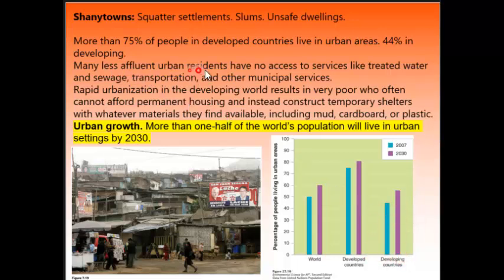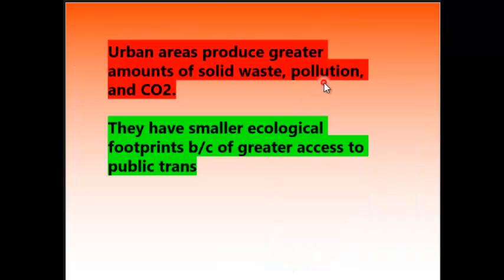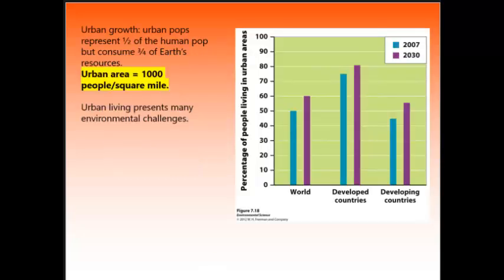Less affluent urban residents have no access to treated water, treated sewage, or transportation, and they accumulate solid waste and have nowhere to put it because they have no money, and they contribute to more pollution, but they do have smaller ecological footprints because they don't have to go as far and create as much damage to all the other land. So remember this urban living thing, because urbanization is definitely an environmental challenge. And we have to think about that with our future planning. If more people are moving into cities, we really need to think about how to make our lifestyles in cities more sustainable for the planet.